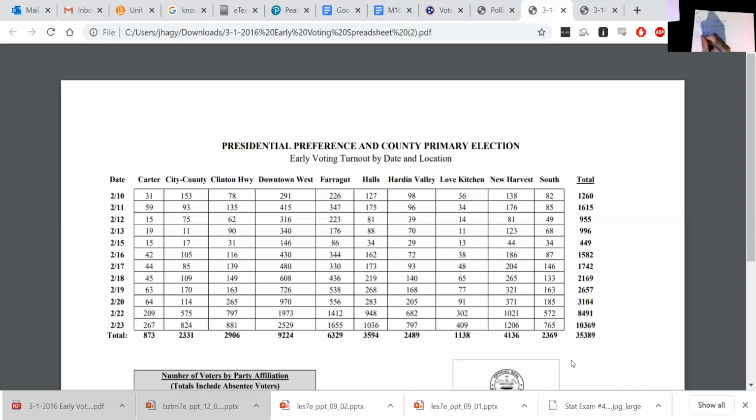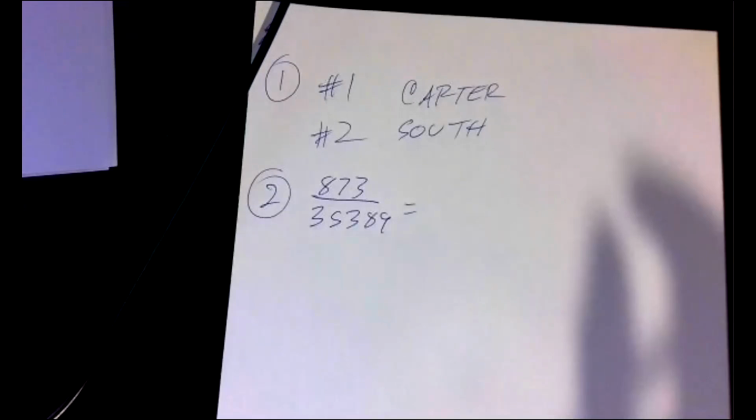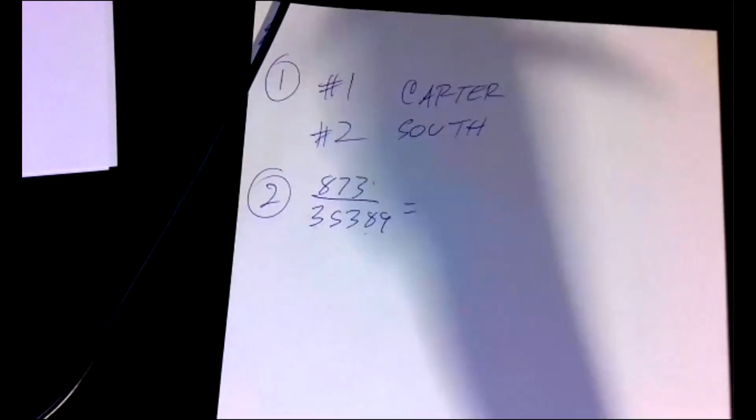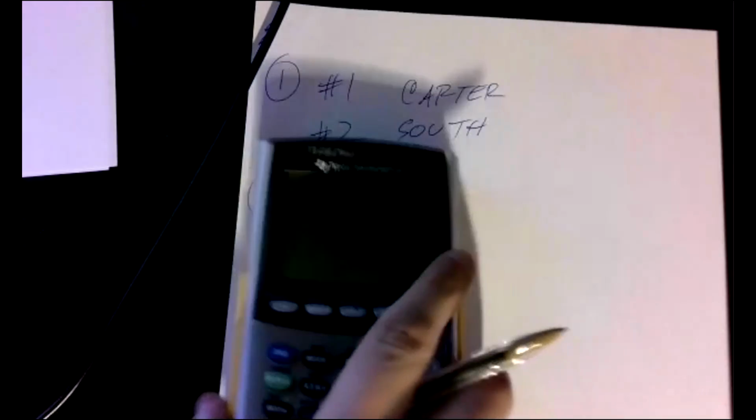which is this total here in the corner, 35,389. So this is the work I want to see on your paper, is show me that you're using part over total. I want to know where your numbers are coming from. And then from there, we can punch it in the calculator.